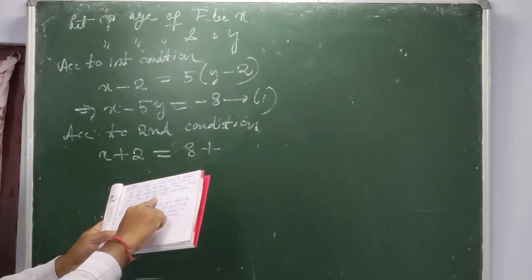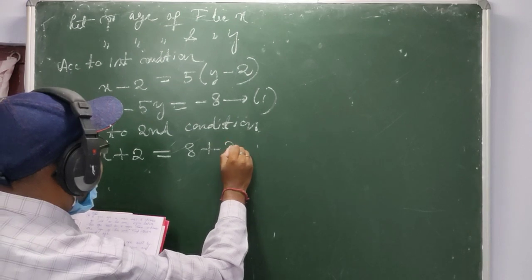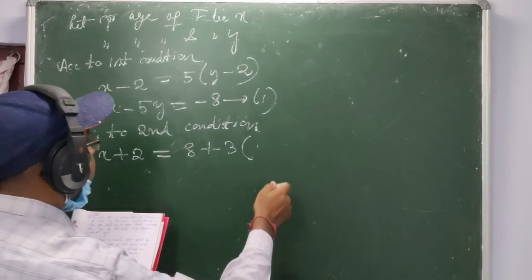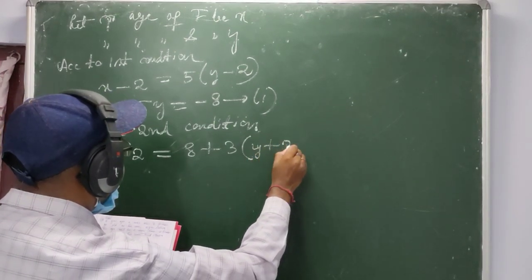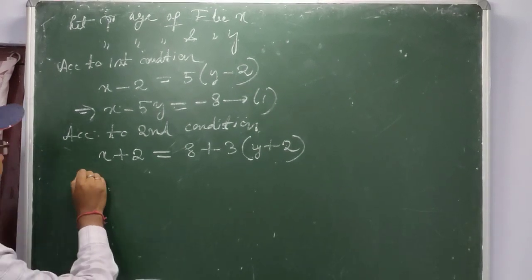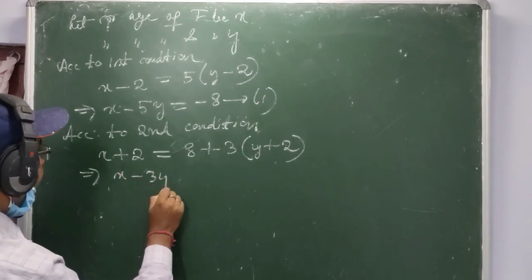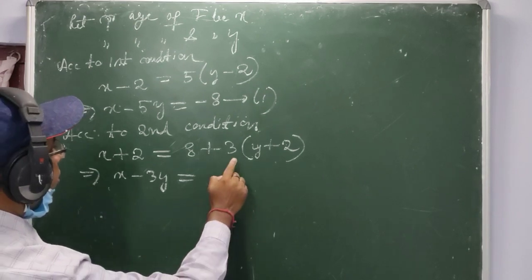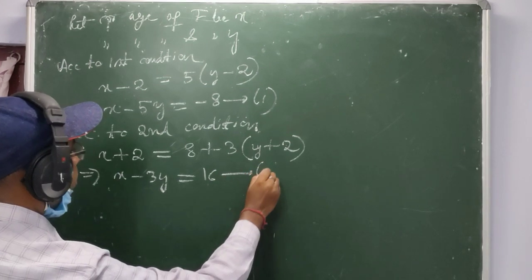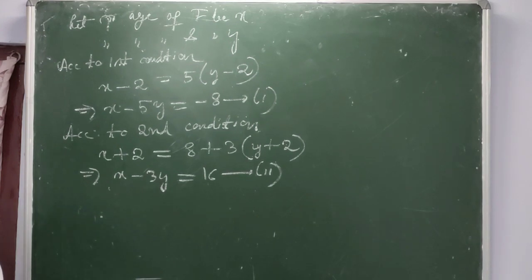3 times the age of his son. 3 times means 3 bracket the age of his son. Age of his son 2 years hence will be what? y plus 2. So now if we simplify this, we will get x minus 3y equal to, this is 6 plus 8, 14, minus 2 is 16. Now, x minus 3y, what you get is 16.